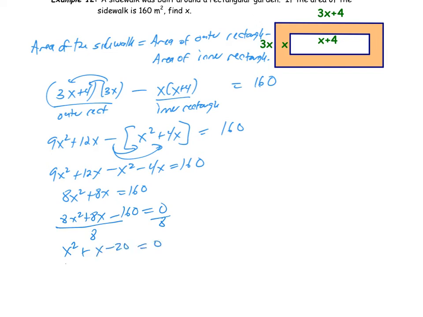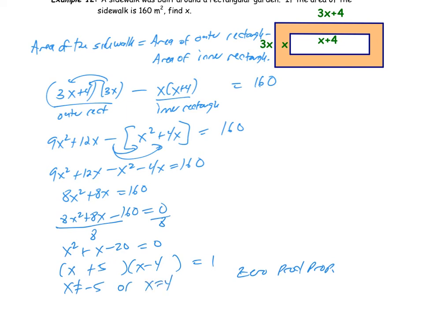Fortunately, this factors. Two things that multiply to negative 20 but add to 1 are positive 5 and negative 4. So this factors as the quantity x plus 5 times the quantity x minus 4. Then by the zero product property, we can say that each one of these factors is equal to 0, and we can conclude that x equals negative 5 or x equals 4.